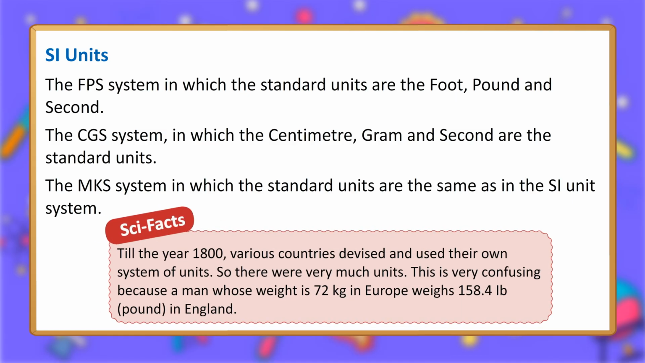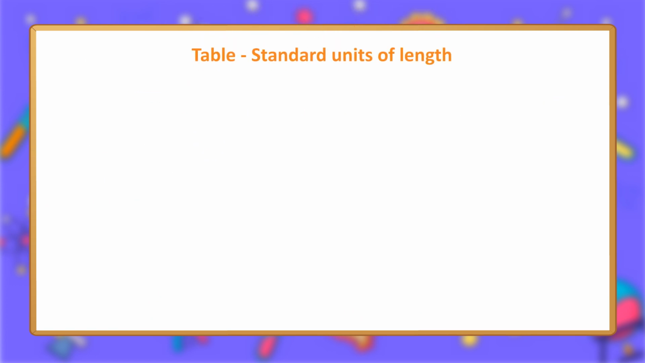Sci facts. Till the year 1800, various countries devised and used their own system of units. So there were very many units. This is very confusing because a man whose weight is 72 kilograms in Europe weighs 158.4 pounds in England.